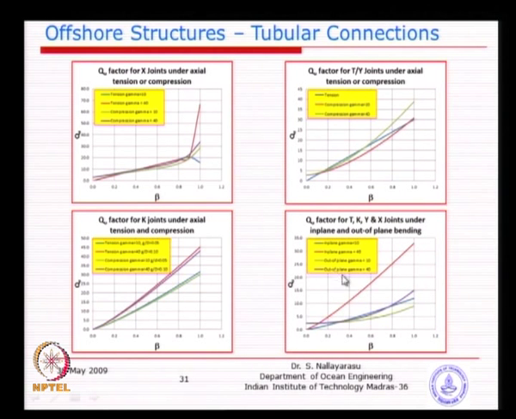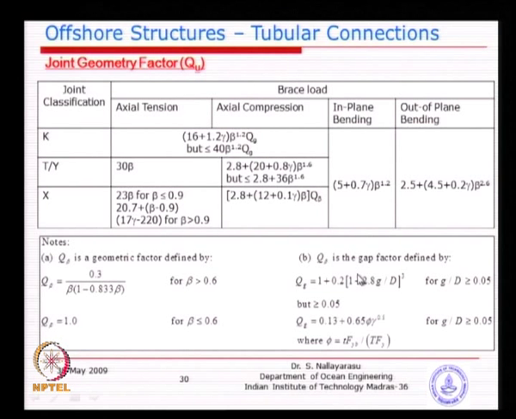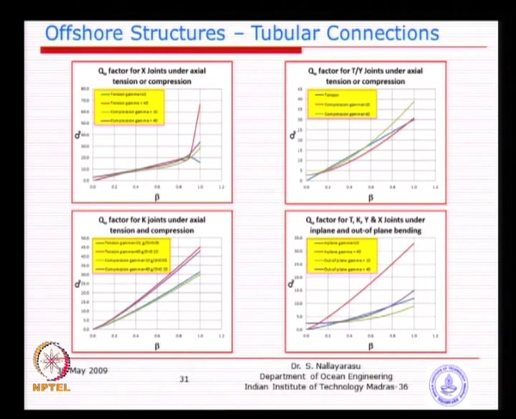Similarly, I have plotted for 4 cases: X joint tension and compression, K joint tension and compression, and the last one is common to all of them. If you go back to this table, you will see that irrespective of the type of joint, in-plane and out-of-plane moments are the same, whether it is K joint or T joint does not matter. So, that is what you see here in this diagram. These parameters can be easily calculated as long as you can classify the joint, go to the table, pick up the right equations and then calculate.